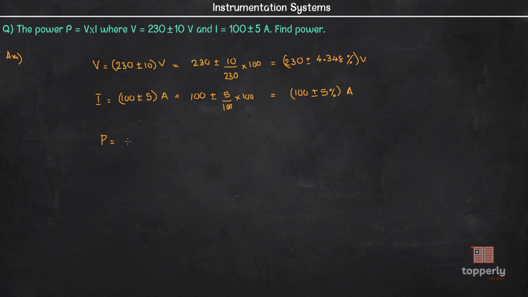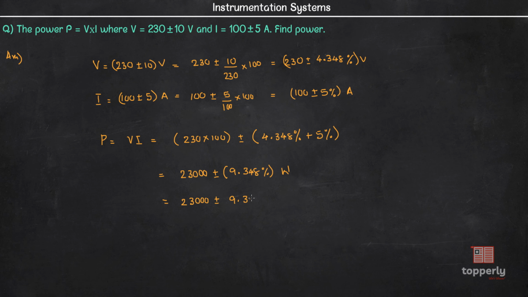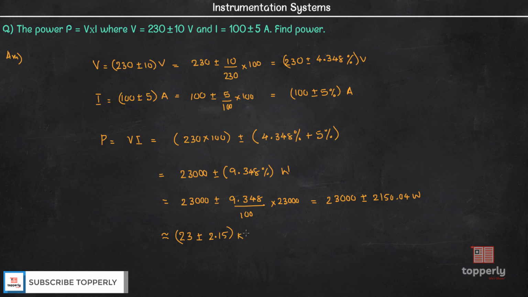Now the power P is given by V into I, which is 230 into 100 ± (4.348 percentage plus 5%), which is 23,000 ± 9.348 percentage watts, which is 23,000 ± 9.348/100 into 23,000, which is 23,000 ± 2150.04 watts, which is approximately equal to 23 ± 2.15 kilowatt.